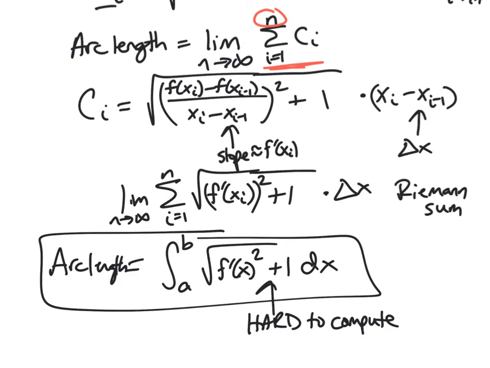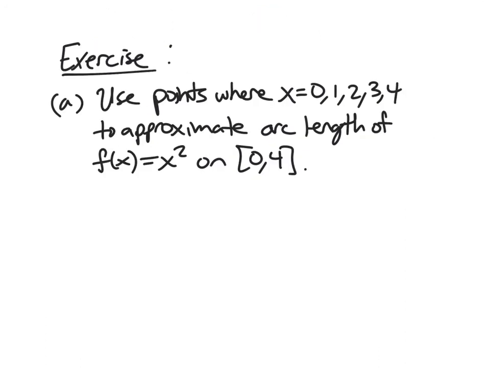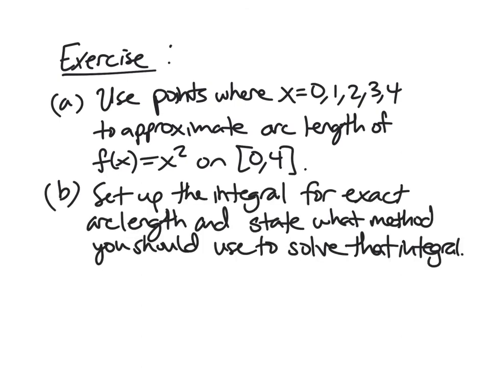So including the last one, it would have been really tough, but the one I will give you here as your exercise is one that is doable. So first I want you to use these 5 points to approximate the arc length of the parabola x squared from 0 to 4. And then I want you to set up the integral for the exact arc length using the arc length formula, and then state what method you think you should use to solve that integral. I'm not requiring you to actually go ahead and do it, but you should see how to start.